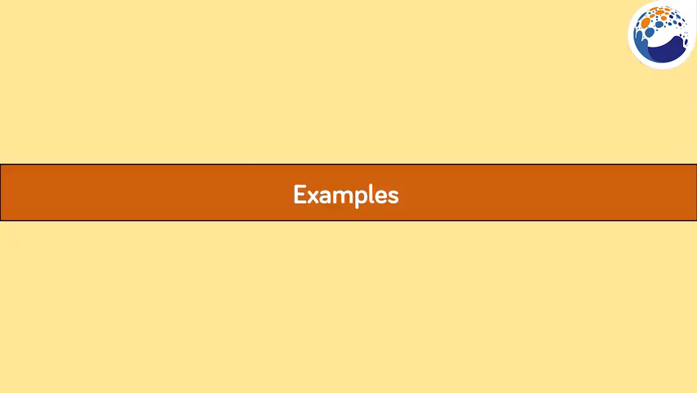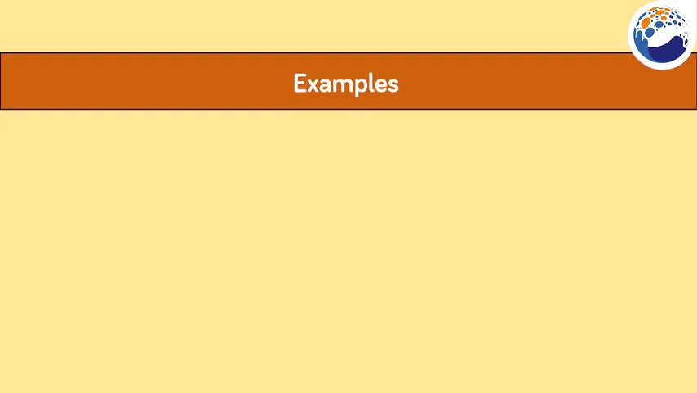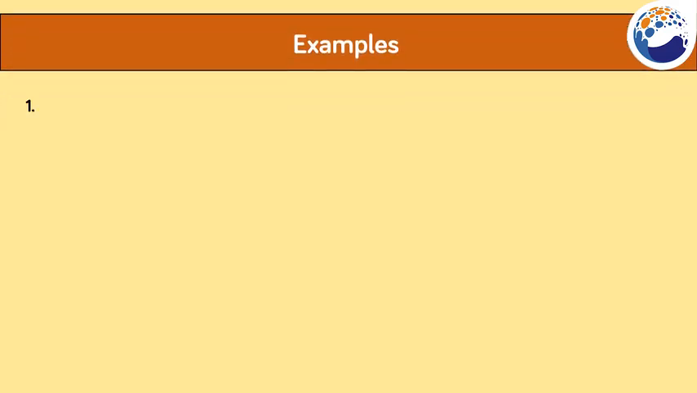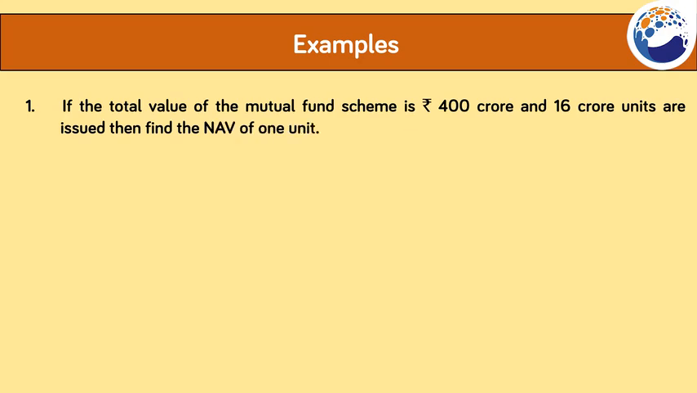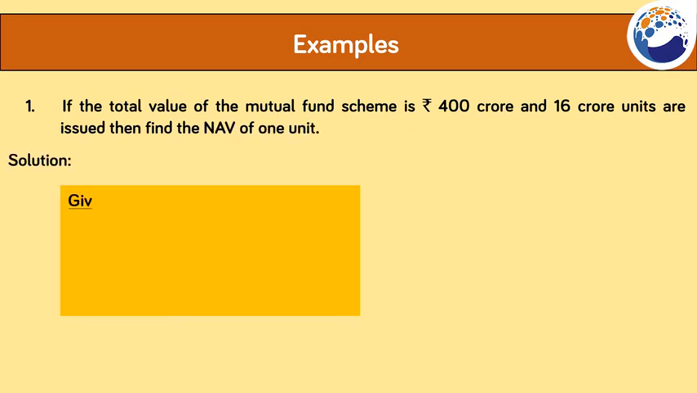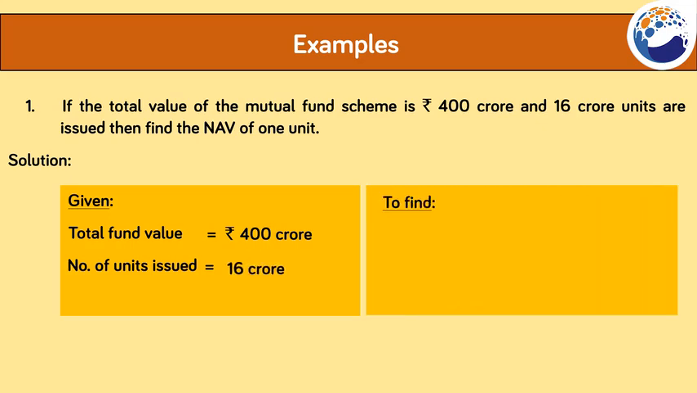Examples based on mutual fund. 1. If the total value of the mutual fund scheme is rupees 400 crore and 16 crore units are issued, then find the NAV of 1 unit. Given total fund value is equal to rupees 400 crore, number of units issued is equal to 16 crore. To find NAV of 1 unit.